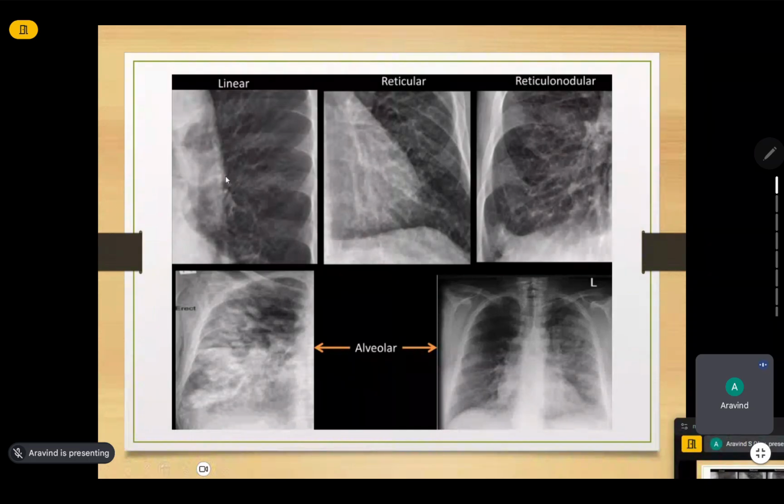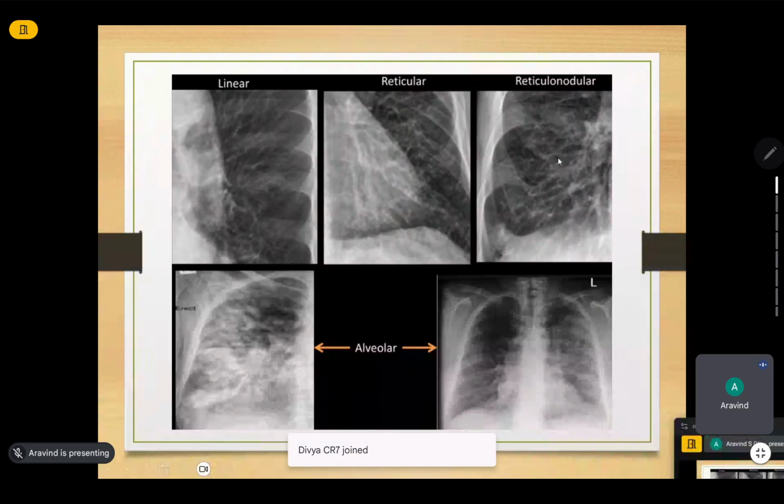There is interstitial thickening or fibrosis. And here you can see a mesh-like thing. It is like asterisks, star-like densities, or mesh net-like opacities. This is called the reticular pattern, and this is present in interstitial lung disease (ILD). It is a common finding in ILD.